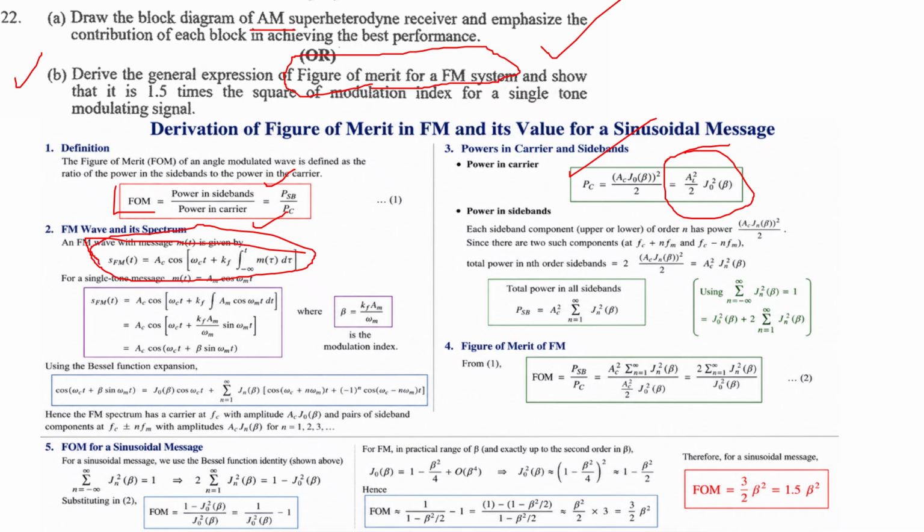So you can check here that the frequency is varying: omega t plus k_f times the integration from minus infinity to t of m(t) dt, right? And then here is beta, the modulation index, which is an important one. Beta is equal to k_f m divided by omega m, and then put in the values and you will get the figure of merit, which will be 1.5 beta square.